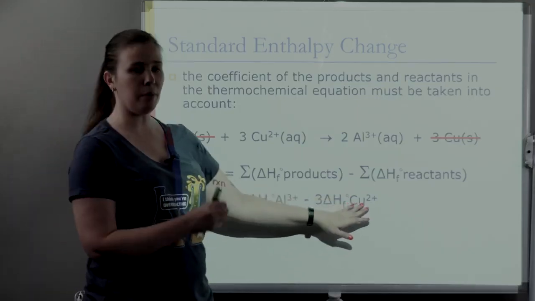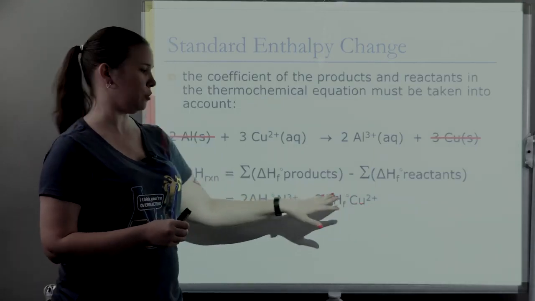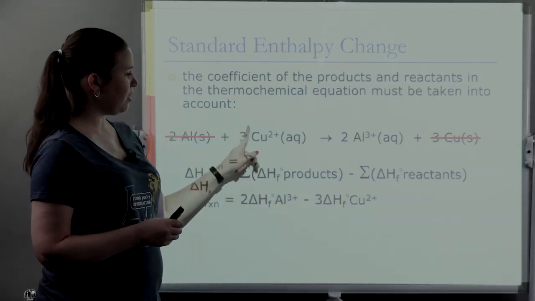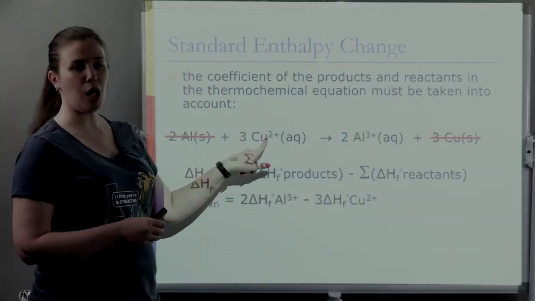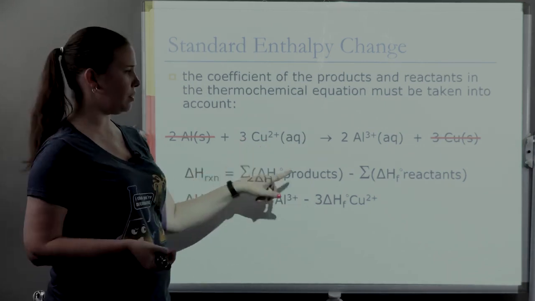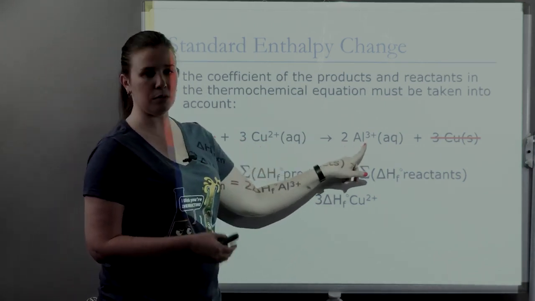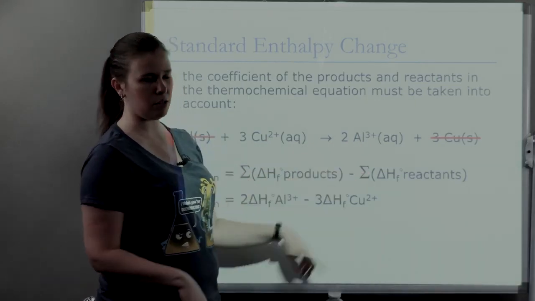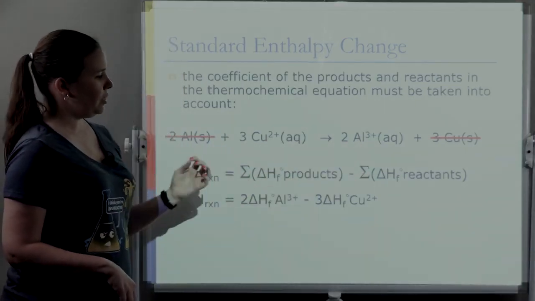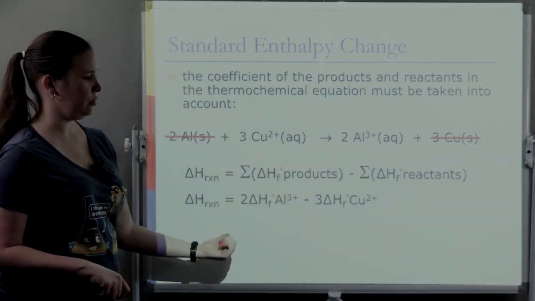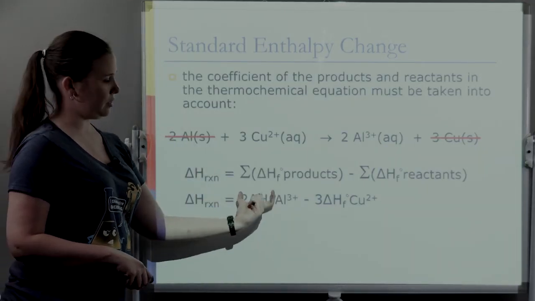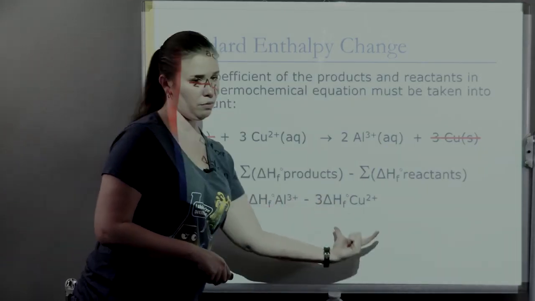And if I look up the copper number on the table, I'm going to need to multiply that number by 3. And I can tell that because of the coefficient. I have 3 coppers, so find the copper number, multiply it by 3. I have 2 aluminums, so I'm going to find the aluminum number, multiply it by 2. So when I do that, I need to make sure that when I do get those totals, I take the product and subtract the reactant.